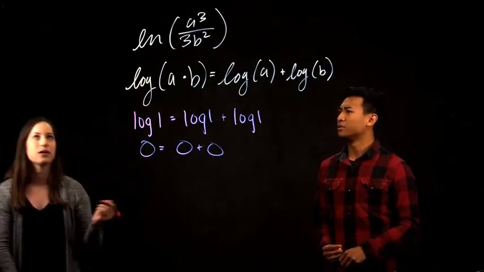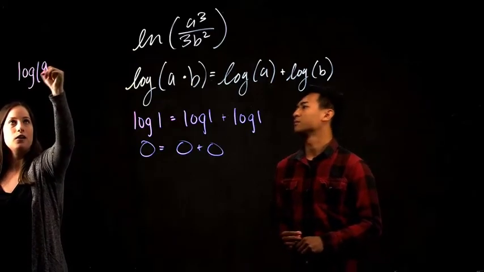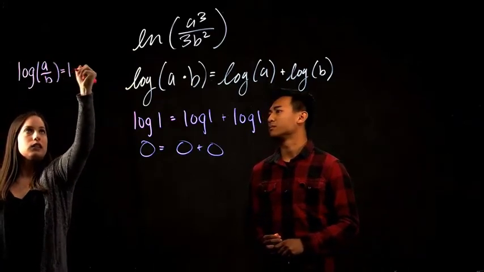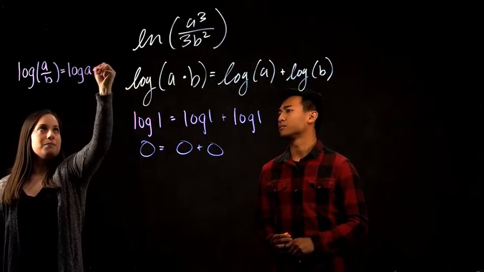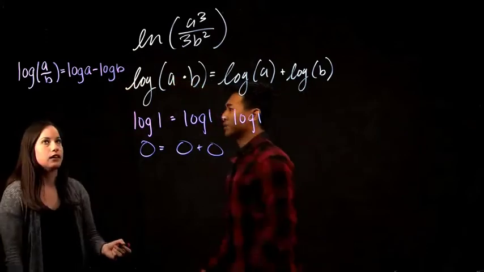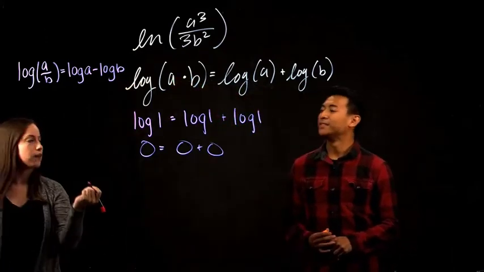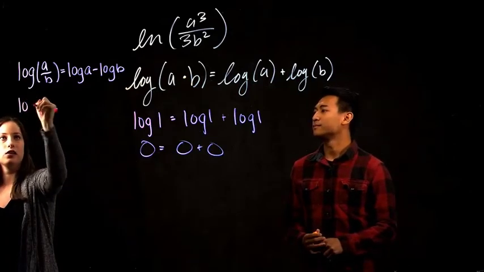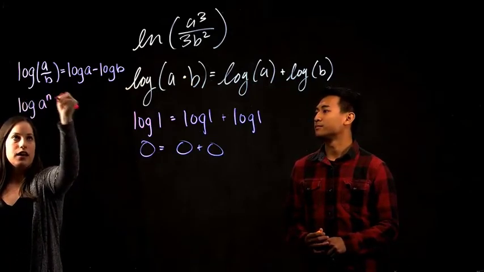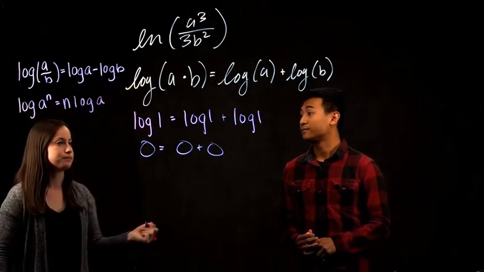Oh, I remember those. So we have our quotient rule that says the log of a over b is the log of a minus the log of b. And it doesn't matter if we're using ln. Yeah, we could have done ln of a over b. Nice. And then we have our power rule, which just says that the log of a to the n is n times the log of a.